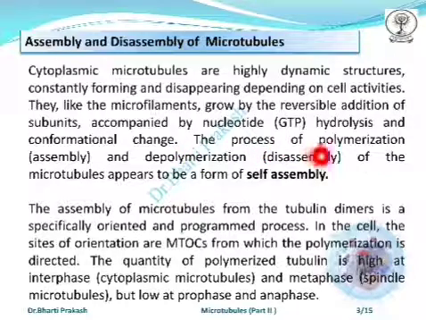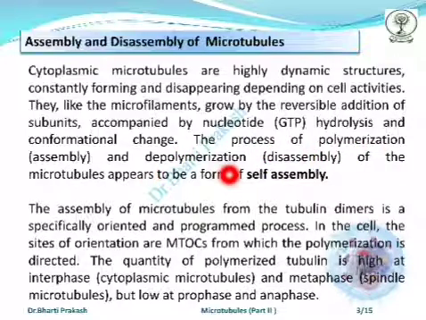The process of polymerization and depolymerization, that is, the process of assembly and disassembly of the microtubules, appears to be a form of self-assembly. The assembly of microtubules from the tubulin dimers is a specifically oriented and programmed process. In the cell, the sites of orientation are the MTOC, microtubular organizing centers, from which the polymerization is directed.